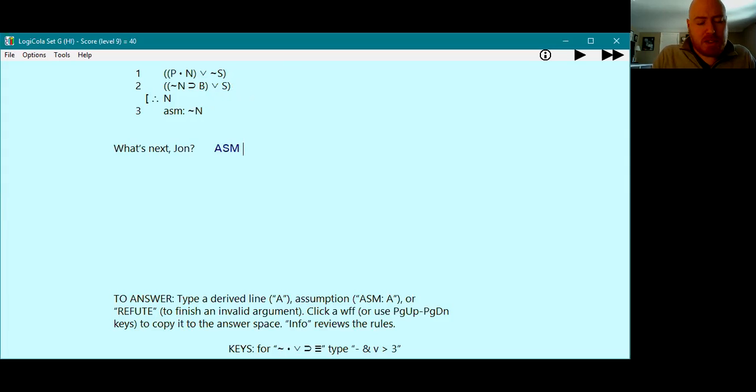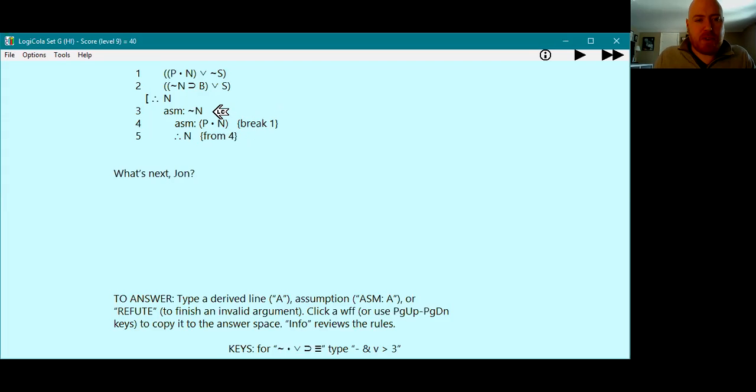All right, let's assume P and N. We'll go the long way. Let's assume P and N to break up line one. All right, so I've assumed that this half is true. Now, this can be simplified. So P is true and N is true. That can just be simplified to N.